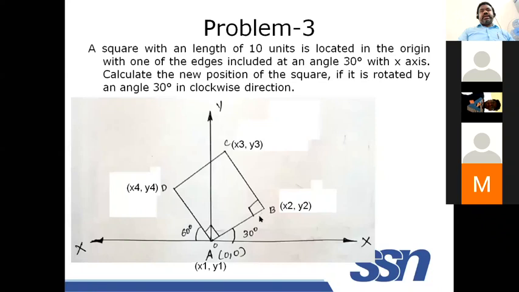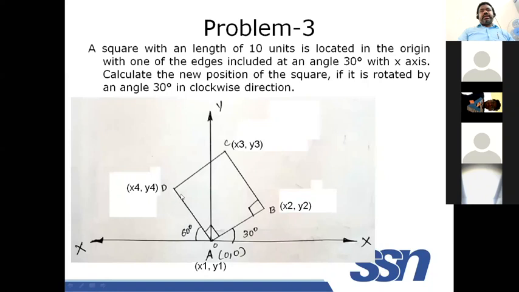Okay, by understanding the projection on a particular axis, you can find out x2, y2. How to find out x2, y2? This is 10 units. Okay, project it here. This is x2. From here to here is x2. This will be y2. Okay, x2 is going to be 10 cos 30. Y2 will be 10 sin 30. Is it not? Yes, sir. Understandable, right? Okay.